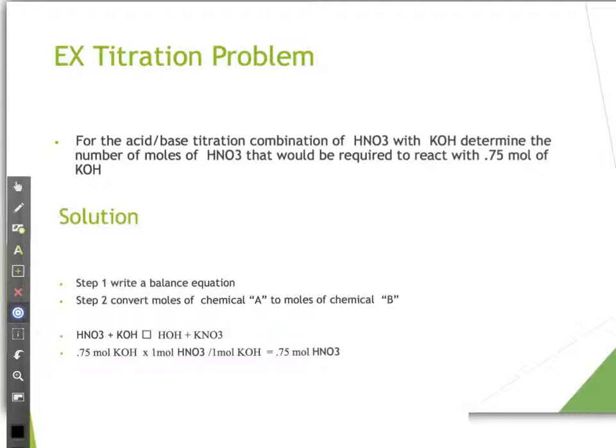Step 2 is to convert moles of chemical A to moles of chemical B. It is a simple stoichiometry problem. Now, we will start with our 0.75 moles of potassium hydroxide as chemical A. We will do a mole-mole ratio of potassium hydroxide and nitric acid. Moles of potassium hydroxide cancel out, and we are in moles of nitric acid. So our answer would be 0.75 moles.